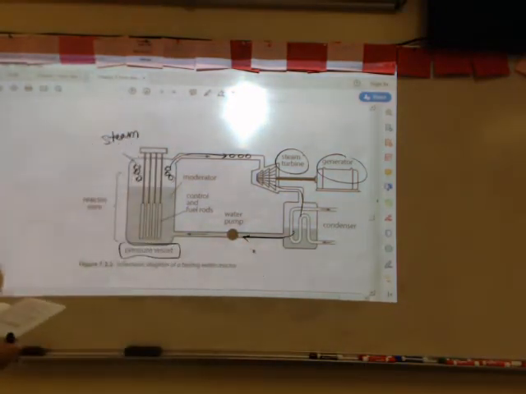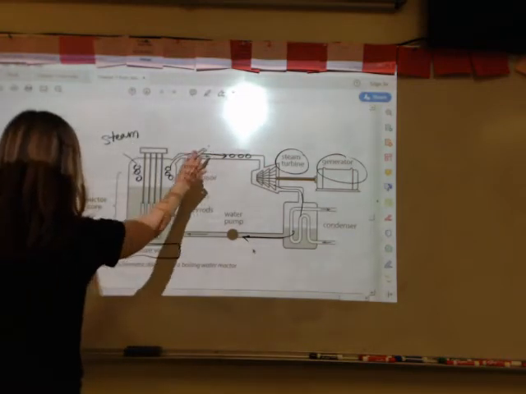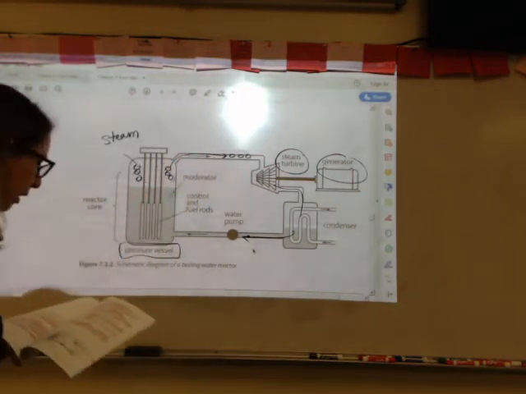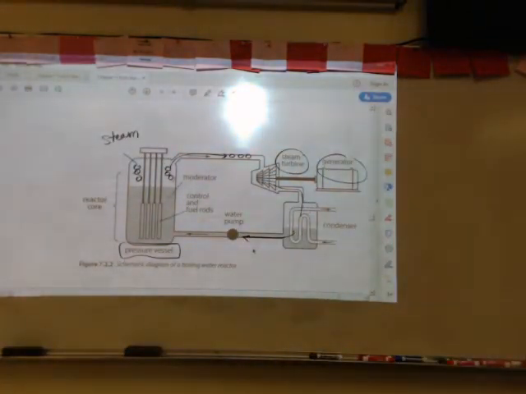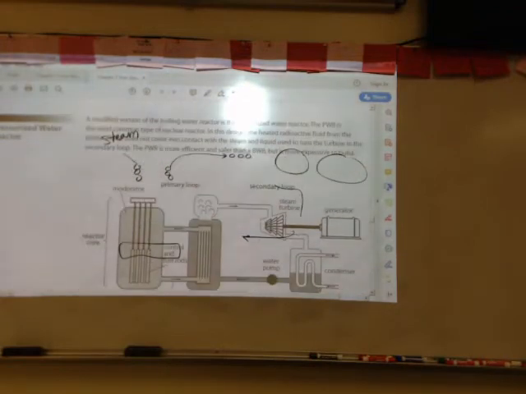Major concern with this design is that the liquid that's in the steam is radioactive. So if there's any leaks, that would mean that radioactivity is going to be released into the environment. Let's go on to the pressurized water reactor.